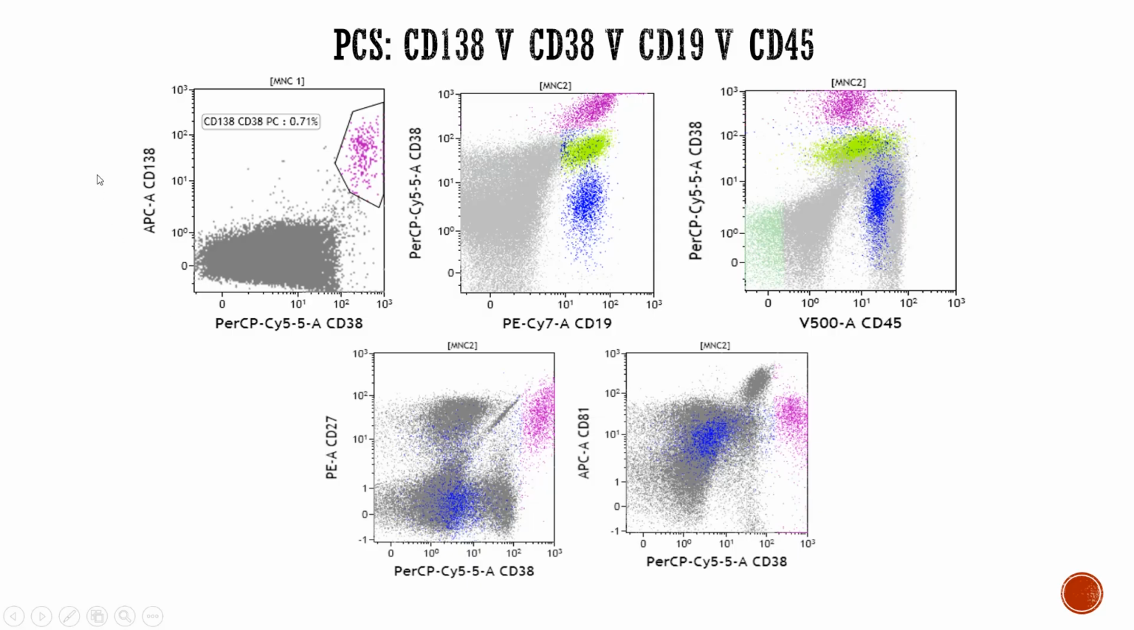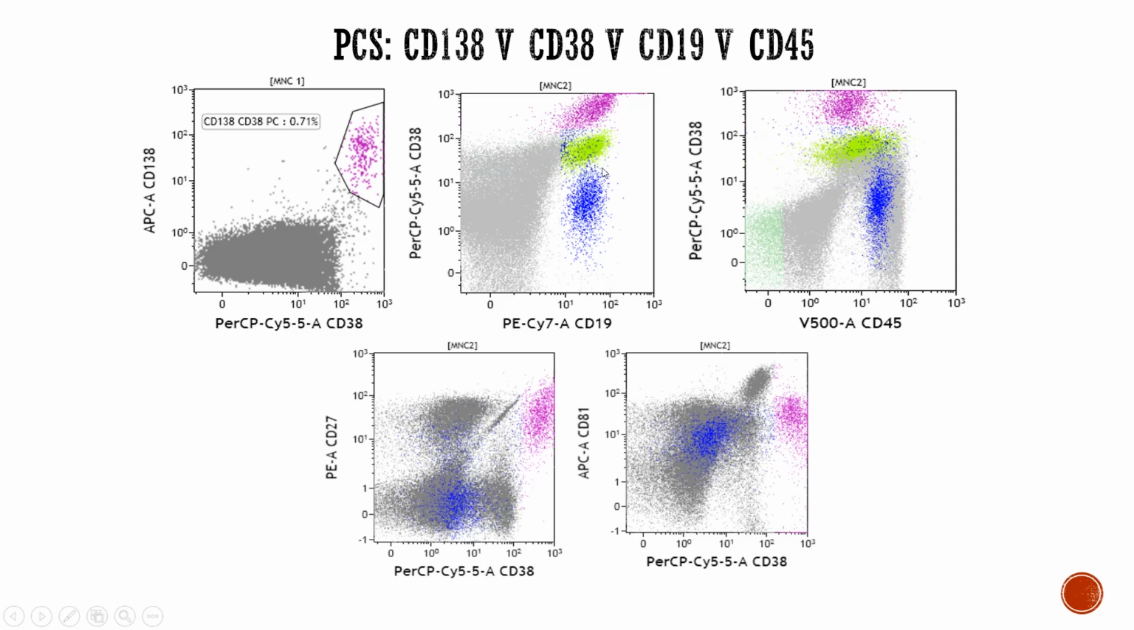So this is just to show you how these normal plasma cells look. We have seen these plasma cells indicated by purple color. You can see they are gated by using CD38 and 138. So CD38 is brightly expressed, almost half a log above the rest of the cells, and CD138 is also more than 1 log above the rest of the cells.